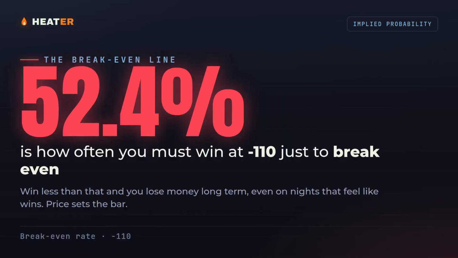The break-even line. Now, every price also sets a bar, the win rate you need just to break even. At minus 110, that bar is about 52.5%. Win exactly that often and you make nothing. Win less and you lose money over time, even on nights that feel like wins. This is why picking winners isn't enough. The price decides how often you have to be right.